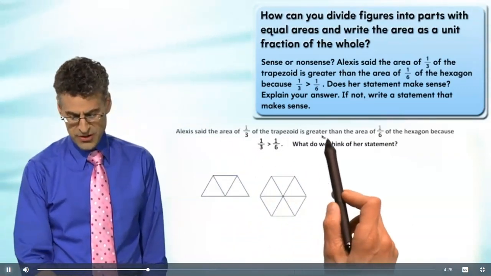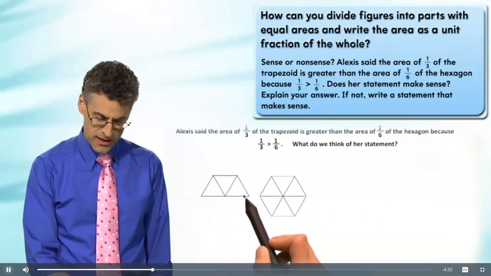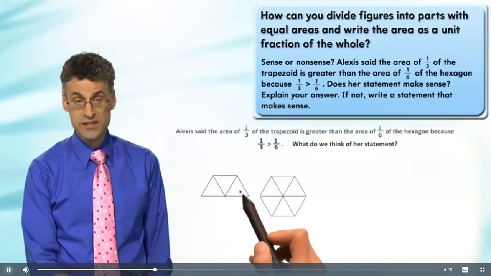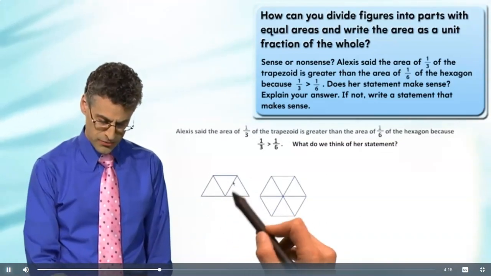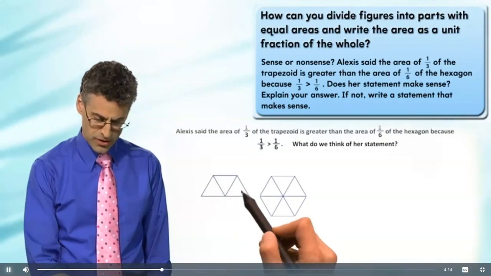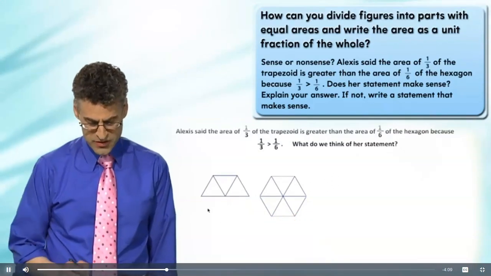1/3 the area of the trapezoid. Well, 1/3 of the area of the trapezoid is, I take the trapezoid and I cut it into 3 equal pieces, which has already been done for us. You see, there's this right side up triangle, and this upside down triangle, and they're all the same exact size. And so any one of those is 1/3.